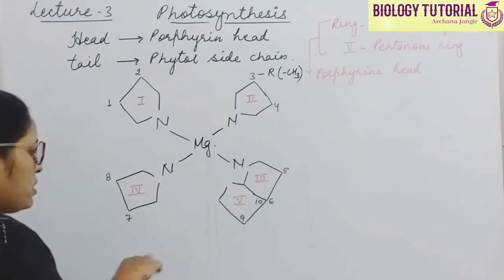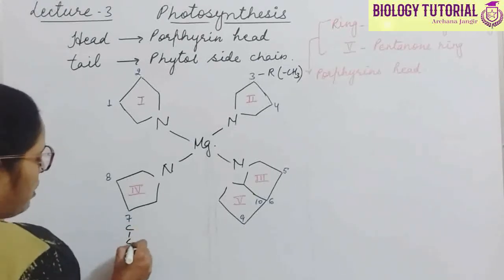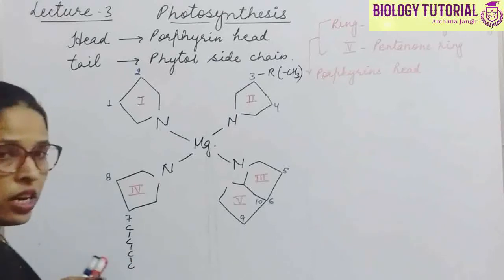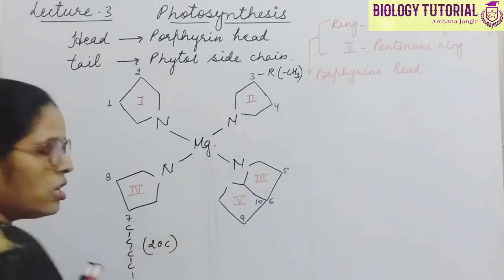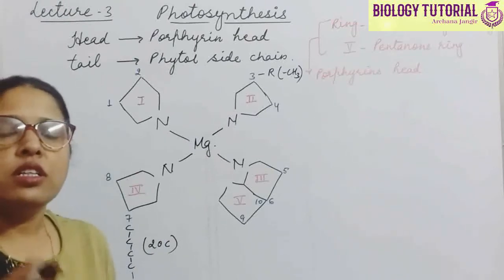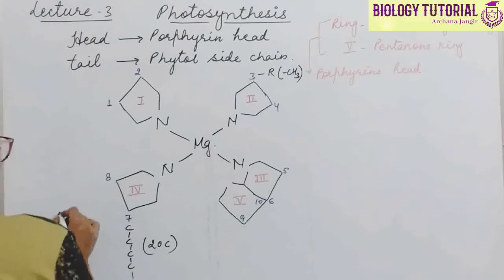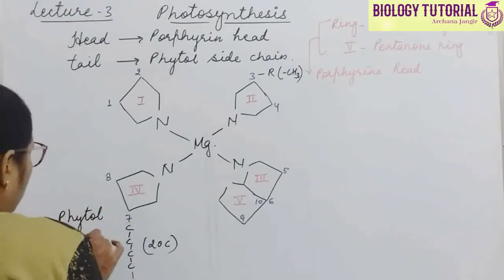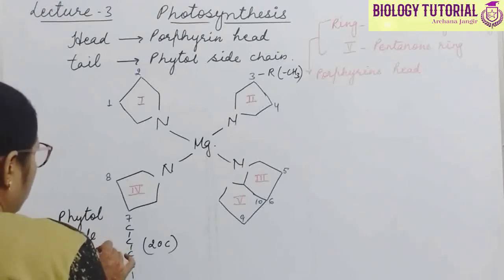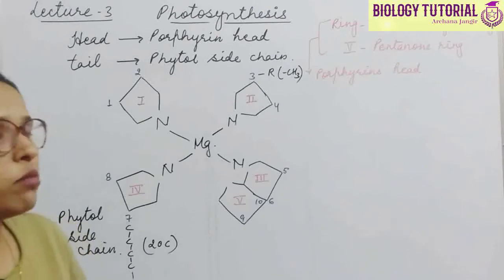At carbon number 7, a long carbon chain which is made up of almost 20 carbons is attached. This carbon chain is called phytol side chain. It is made up of 20 carbon atoms.